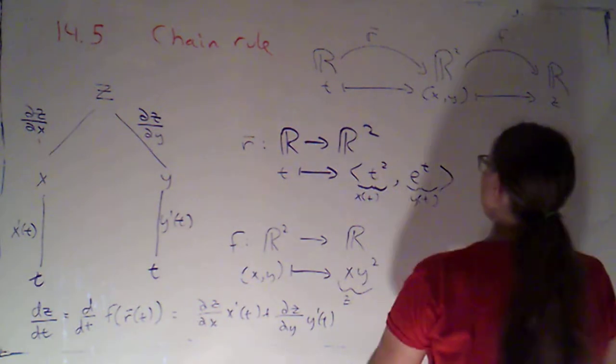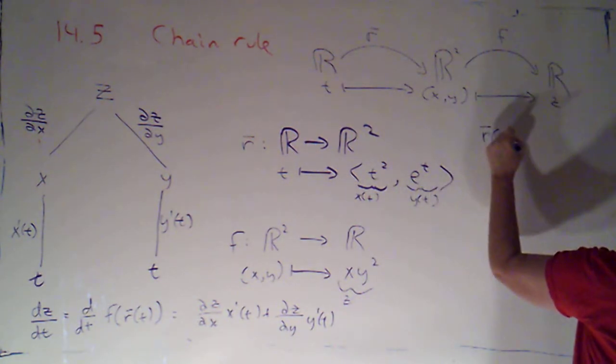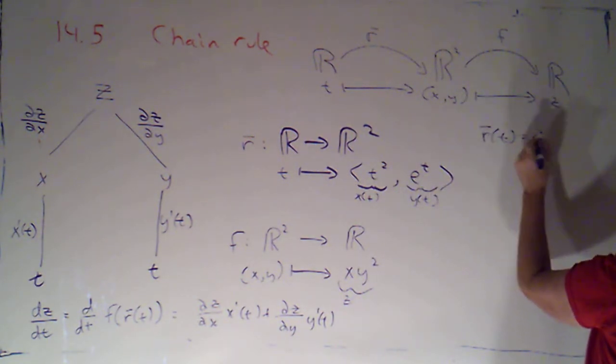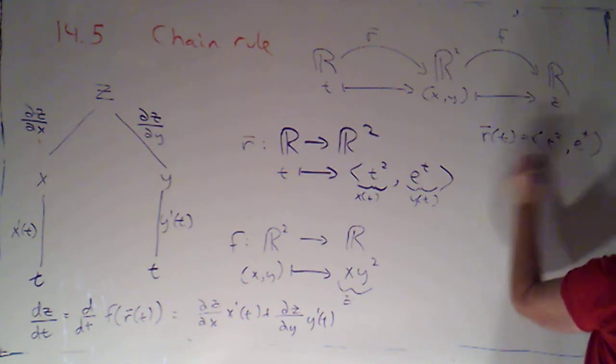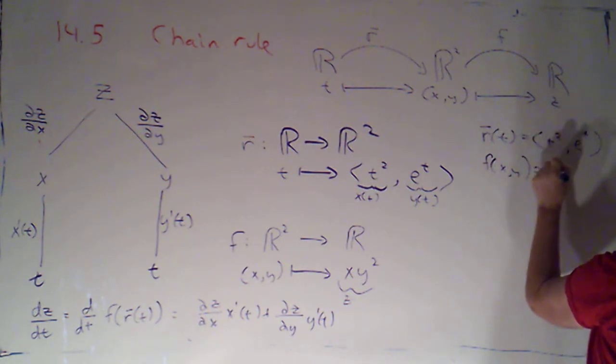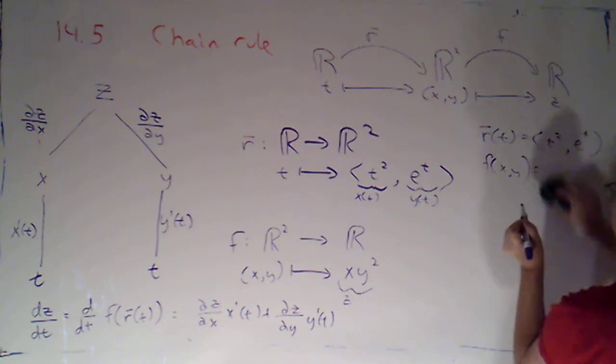Okay, I need to clear myself a little bit more space, so I'm just going to copy the formulas that we're working with. R of t is t squared e to the t, and f of xy is xy squared.